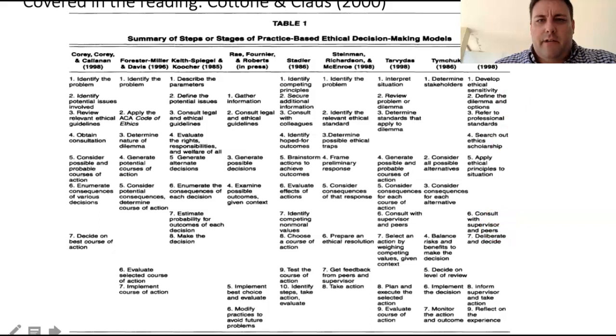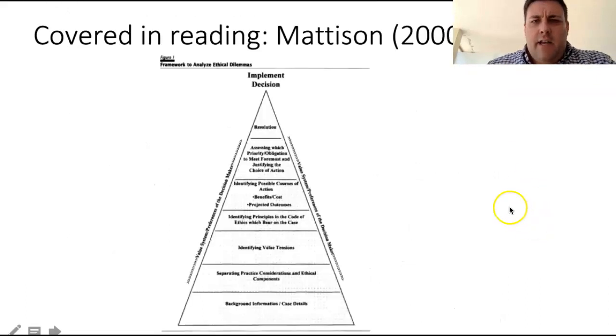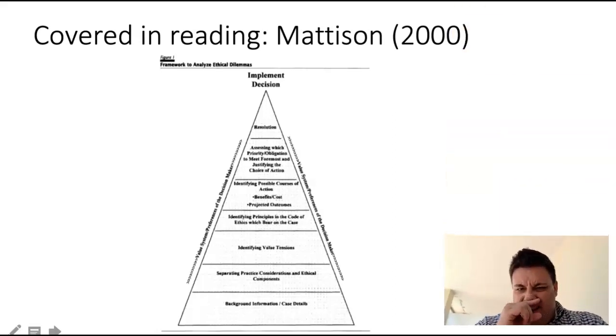So here's a number of potential ethical decision-making processes. Let's move on to the next slide here. This is Mattison, who was also writing in 2000, and her ethical decision-making steps are not identified so much as steps, but as a pyramid. And again, it's similar to the others that we reviewed on the previous slide. It's just depicted pictorially instead of enumerated as a course of steps.